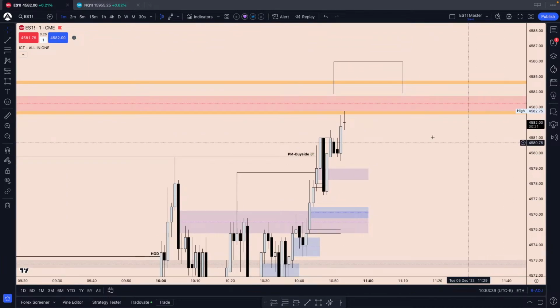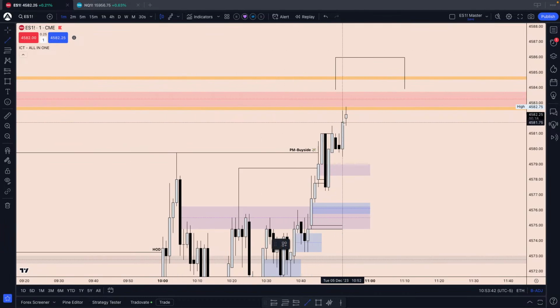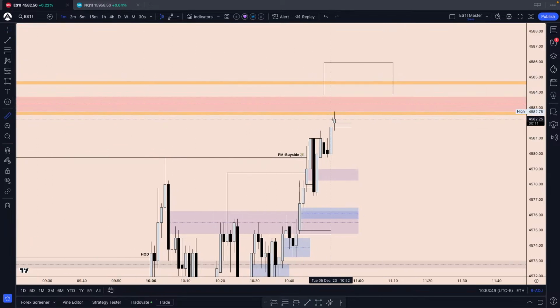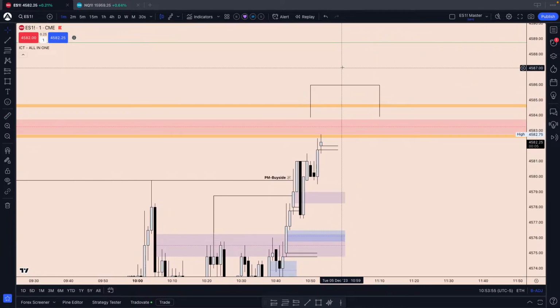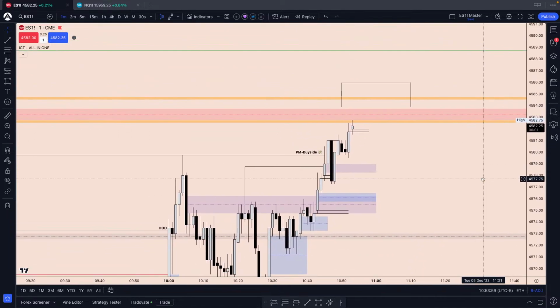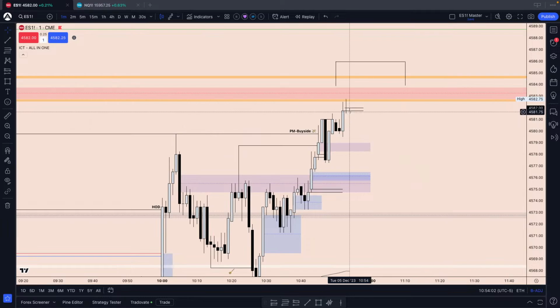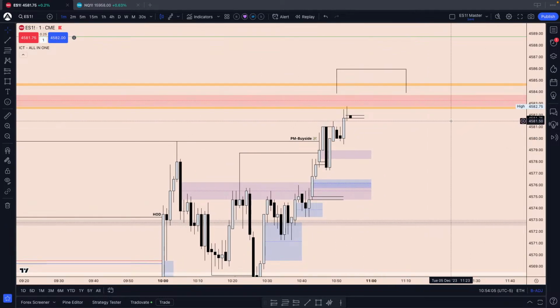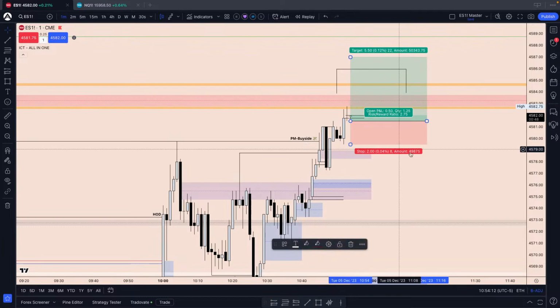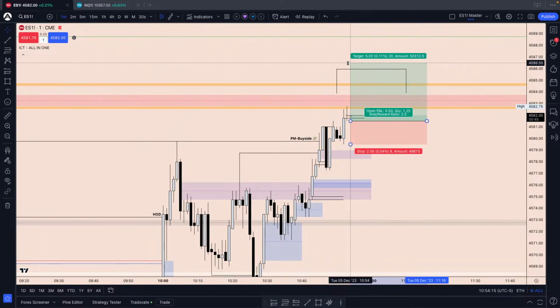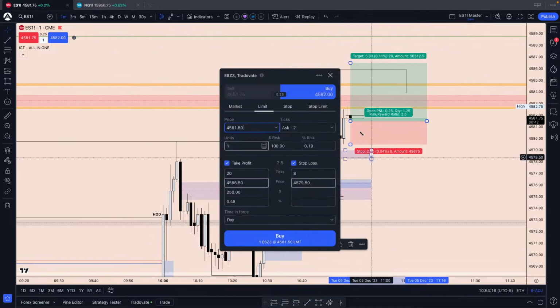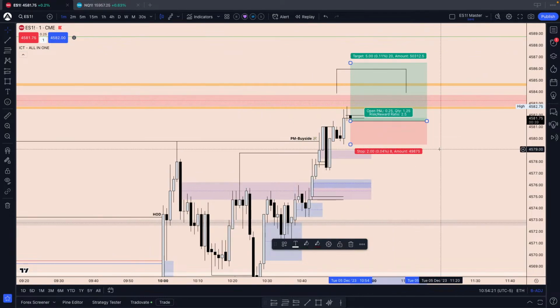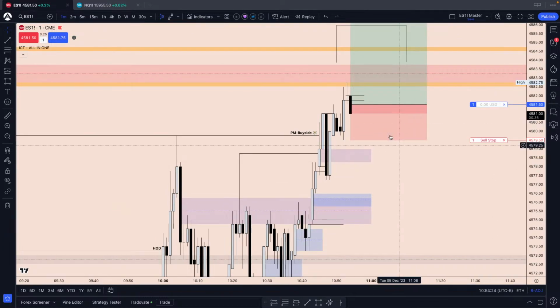Let's see. Volume imbalance. Let's see if that remains open. 2.5 points and 7 points to buy side liquidity. Okay, that remained open. We left behind a tiny little bullish fair value gap.